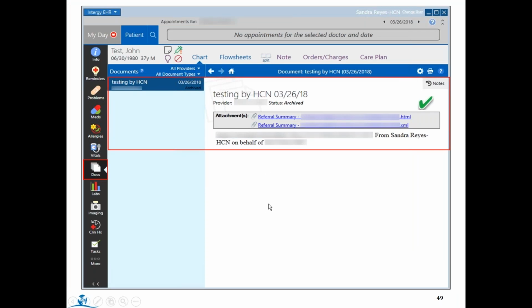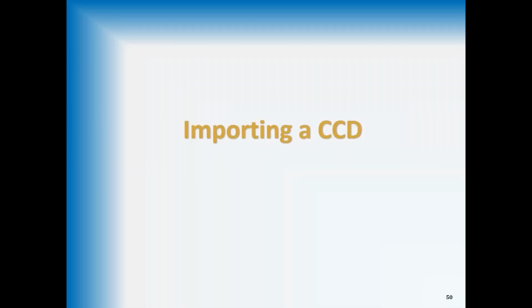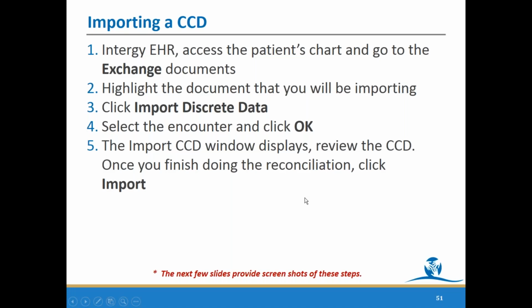Once you finish that step, when you go into the patient information and you click Documents, you're going to see it right there, and the attachments will also be included. This is how you save a continuity of care document that you receive from an outside provider into the patient's chart. The second part of the meaningful use stage three measure is that you actually need to import that information and do some reconciliation.